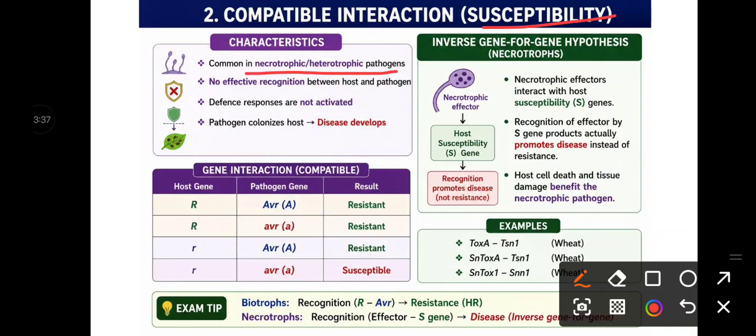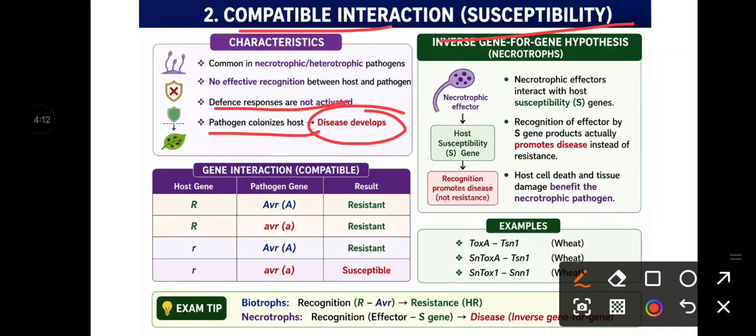on the dead cells they will grow. So here, because at the initial stage the plant is killed by the pathogen, there is no recognition system. The plant is dead, so all proteins are already degraded, so no effective recognition between the host and the pathogen, and defense responses are not activated. That's why it is showing susceptibility. So this is a compatible reaction for the pathogen. Okay, so the pathogen will colonize and disease will develop.